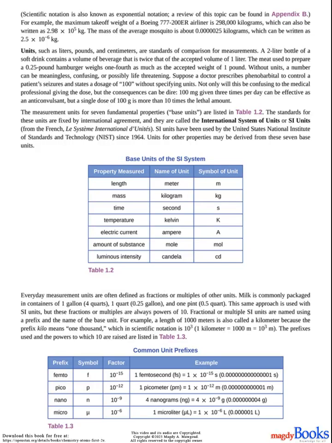The measurement units for 7 fundamental properties, base units, are listed in Table 1.2. The standards for these units are fixed by international agreement, and they are called the International System of Units, or SI units, from the French, Le Système International d'Unités. SI units have been used by the United States National Institute of Standards and Technology, NIST, since 1964. Units for other properties may be derived from these 7 base units.